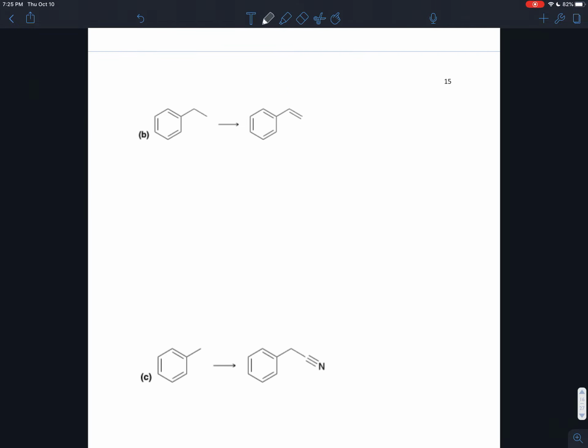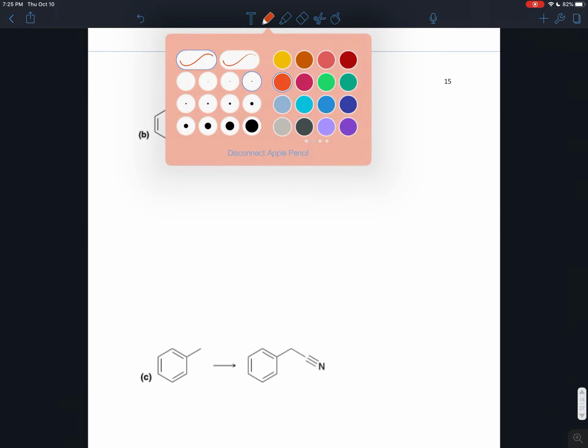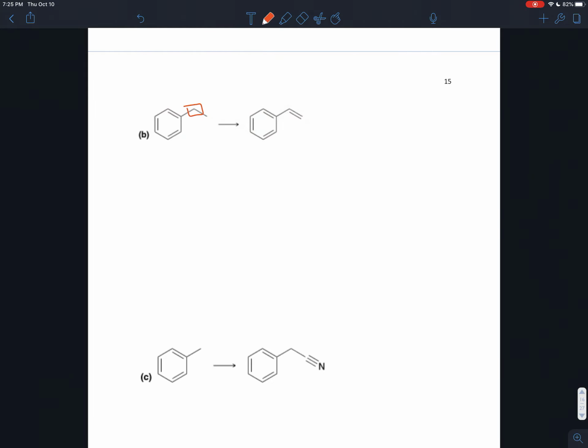So that's what we have there. You can see how a similar thing would happen here. Now that we've sort of trained our eyes to see it, you look at this molecule, this ethylbenzene, and immediately you're like, okay, benzylic position, that's what I'm going for. I know I can put something on there.